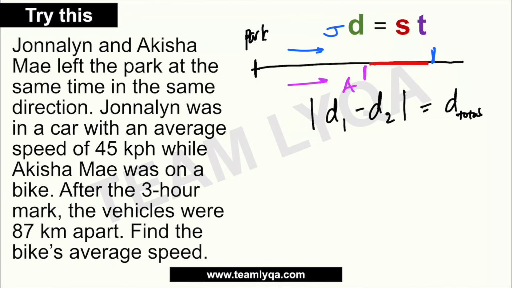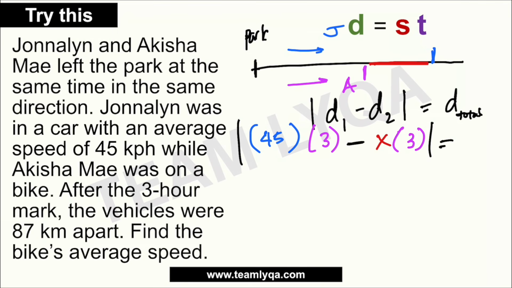So, dun muna tayo sa distance ni Jonalyn. Ang speed niya daw is 45 kph. I-multiply natin yan sa kung ilang oras silang bumabiyahe, which is 3. Tapos, isusubtract natin yung kay Akisha na stats. Hindi natin alam kung anong speed niya, pero alam natin na siya ay bumiyahe rin ng 3 oras. Okay? So, again, yung absolute value niyan, yun ang hinahanap natin. Ang total distance na layo nila after 3 hours was 87. Alright? So, again, kung ano man yung lalabas, tatanggalin natin yung sign niya kung maging negative man siya o positive.